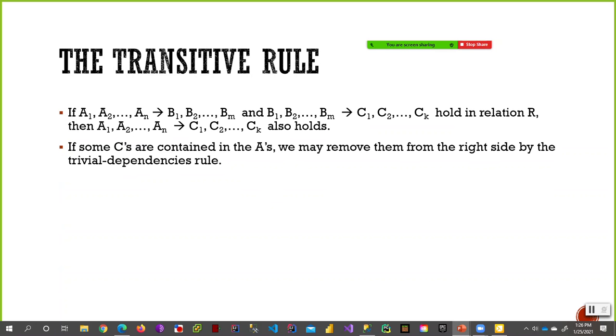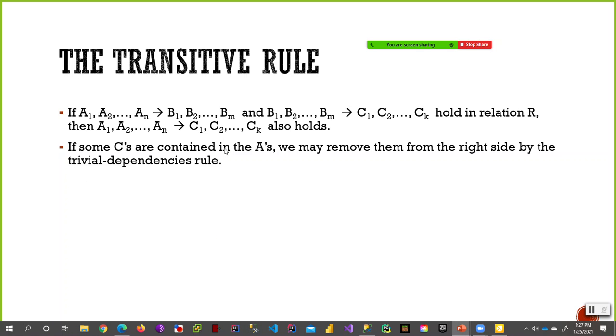So the transitive rule. We've already talked about the transitive rule in general when we were talking about inference. The transitive rule is just the straight application of inference. So given A functionally determines B and B functionally determines C, it holds that A functionally determines C. And we went through the proof of why that is earlier, and you can go back at that if you want to. If some C's are contained inside of A, we may remove them from the right side because they're trivial dependencies. So that's just an application of that inference that we did before.